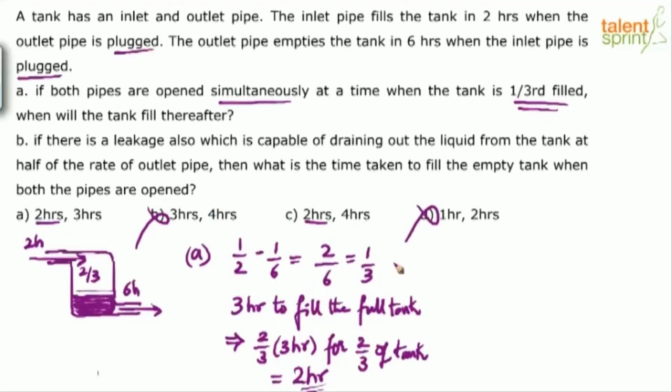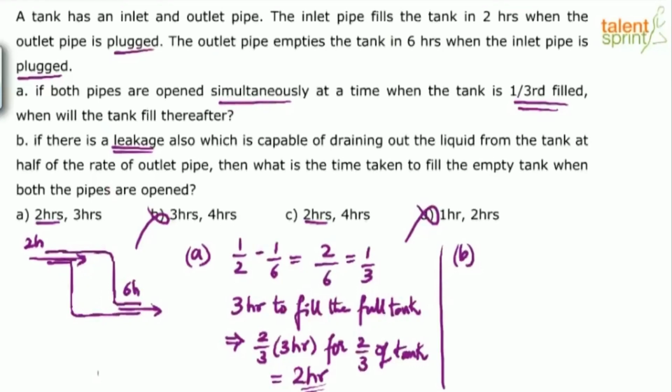Now look at the second part of the question. What is the second part of the question? It says there is a leakage also which is capable of draining out the liquid from the tank at half of the rate of the outlet pipe. So there is another outlet pipe now, the leakage. Like we have discussed in the concepts of time and pipes and systems, a leakage will empty the tank, so it can be taken as an outlet pipe.